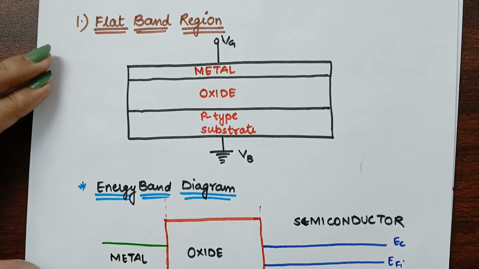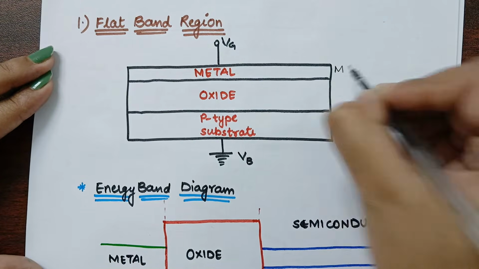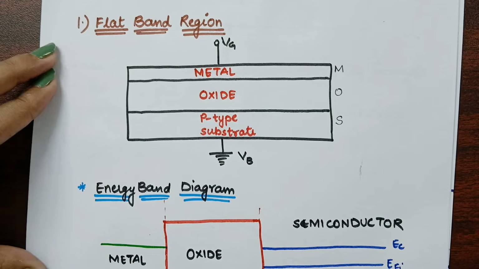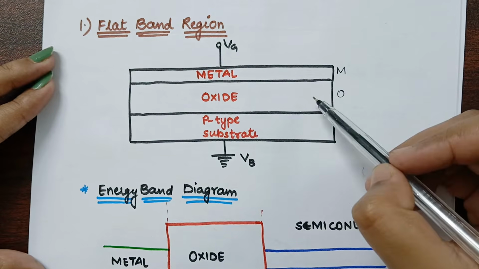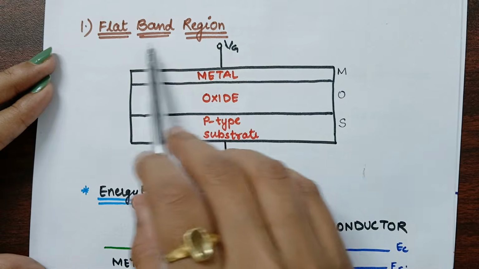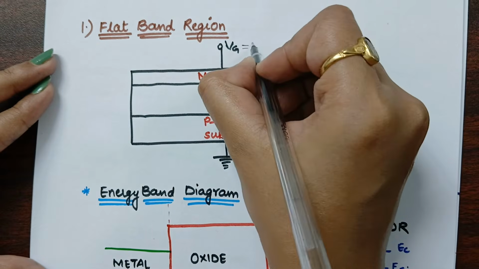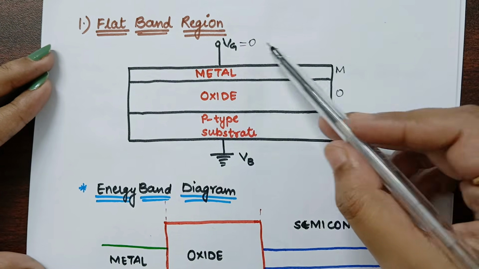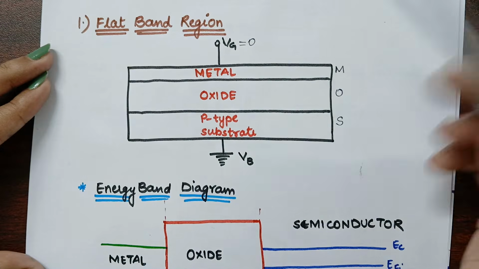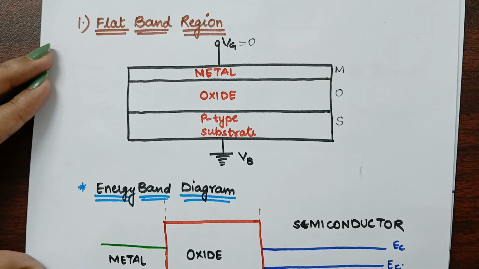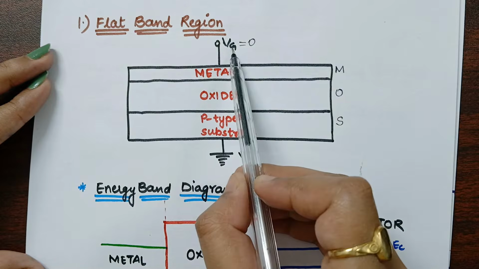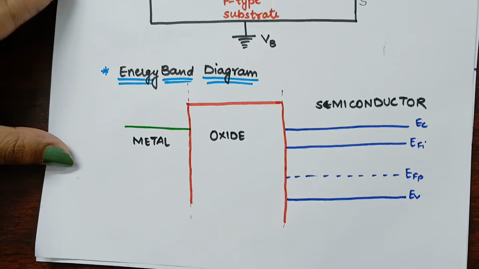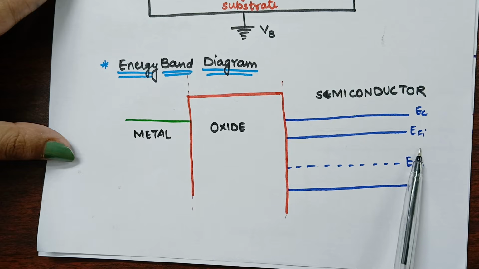In the flatband region, MOS consists of a metal, that is M for metal, O for oxide and S for substrate, that is semiconductor. So here it is MOS, that is metal, oxide and semiconductor. In the flatband region we apply zero gate voltage. If we apply zero voltage at the gate terminal, we will not observe any of the phenomena here, as it is grounded and this is also applied zero, so there will be no observation. If we consider its energy band diagram, we will observe that there will be no change in our energy band diagram.